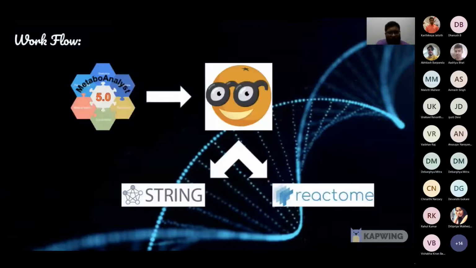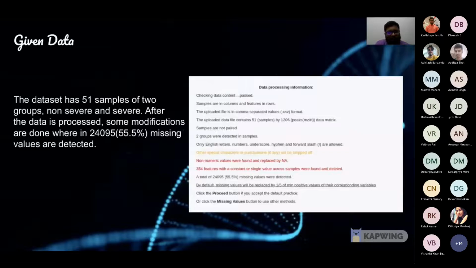My workflow is as follows. The data which Sir has given has been passed into MetaboAnalyst, from which the normalized data is passed into Orange, and the proteins combined from MetaboAnalyst and Orange are passed into STRING and Reactome to give the final analysis. In the given data, I have 51 samples of two groups, non-severe and severe. After the data is processed, modifications are done, wherein 24,095 missing values are detected, which are essentially equal to 55.5% of the values.